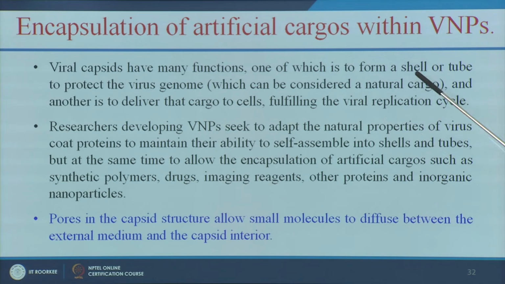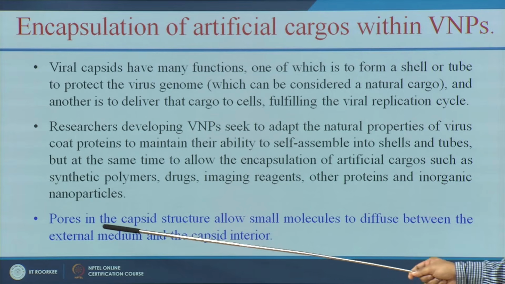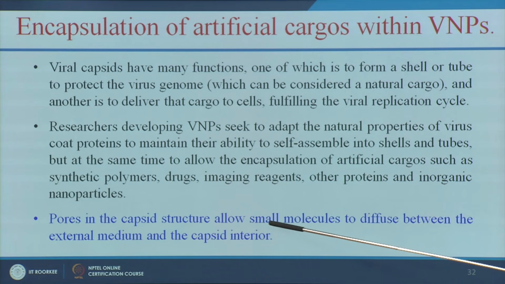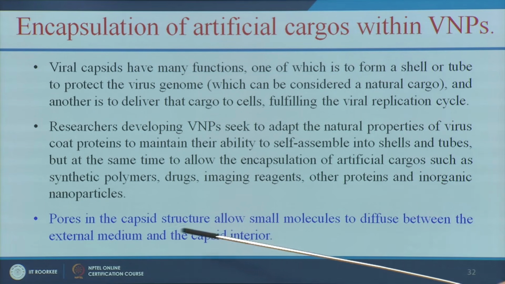So one of which is to protect the virus genome. This virus genome, or any genetic material like DNA or RNA, is negatively charged, okay. So we can make such kind of nanomaterial which is negatively charged, so that the virus can easily encapsulate those negatively charged materials into the viral protein capsids, okay. And the pores in the capsid structure allow small molecules to diffuse between the external medium and the capsid interior.